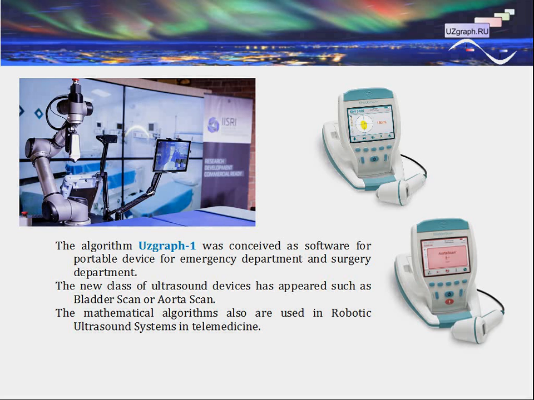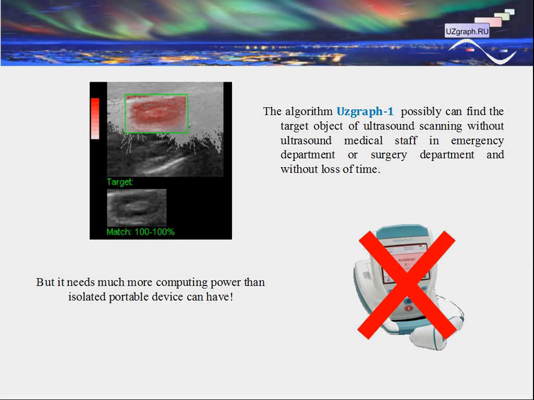The algorithm UseGraph1 was conceived as software for some kind of portable device for the emergency department and surgery department that should replace routine ultrasound examination on patients with suspected appendicitis, and it would determine the vermiform appendix in discrete form, yes or no, without ultrasound beam mode picture visualization for the physician. The algorithm UseGraph1 possibly can find a target object of ultrasound scanning without ultrasound medical staff in the emergency department or surgery department and without loss of time, but it needs much more computing power than an isolated portable device can have.